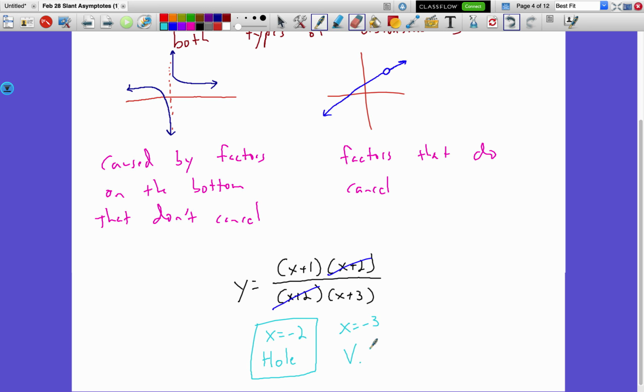And then at x equals -3, we will find a vertical asymptote. -3 is the value that makes this factor equal to 0, but it doesn't cancel, so I end up with a number divided by 0, which is why we see this spike off to infinity in one direction or the other.